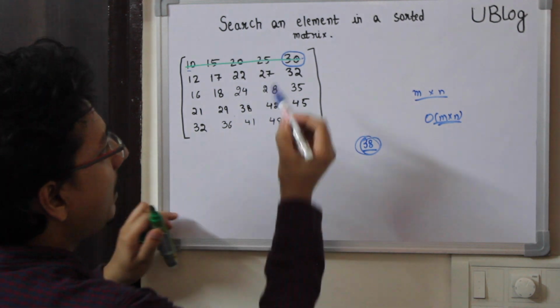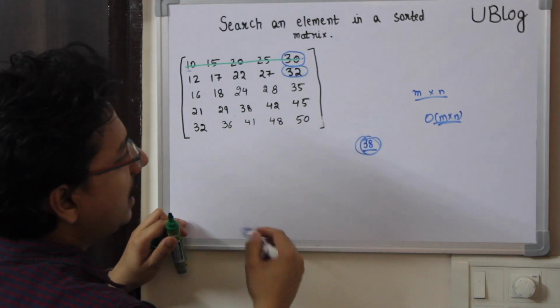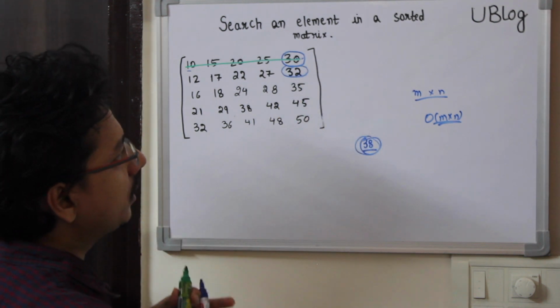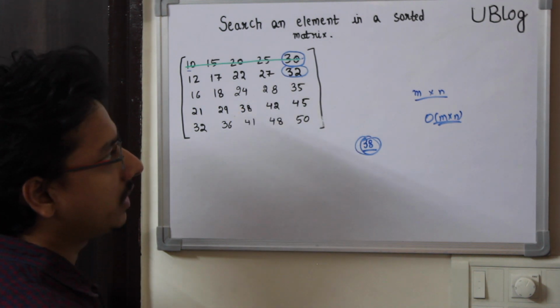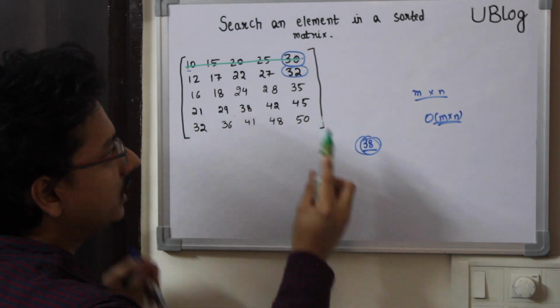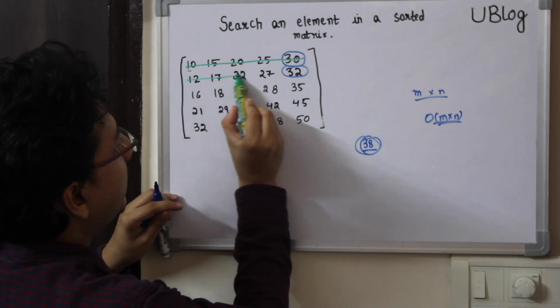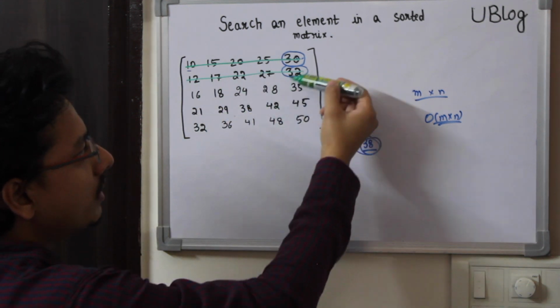So now basically I am at 32. So similarly again I will compare my 32 with 38. Since 32 is again smaller than 38, this means that this entire row is also eliminated and it can't be an answer. So again I will move one step down.